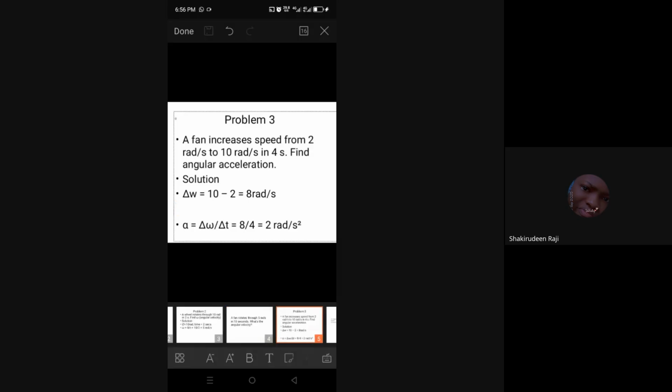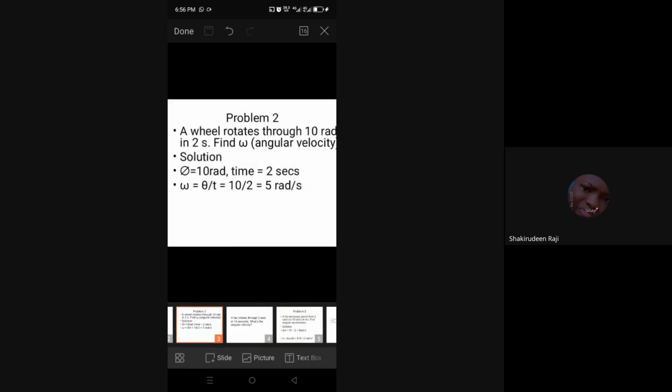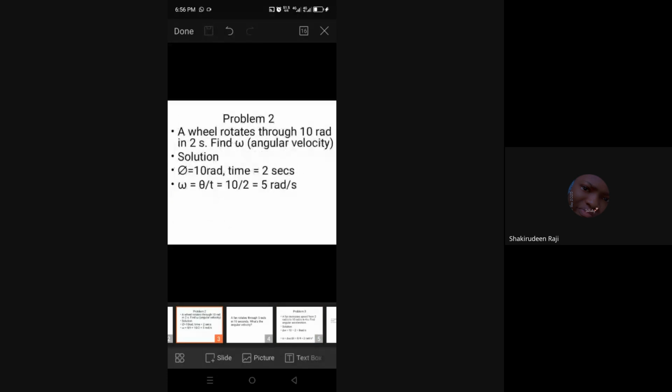Let's go back to the previous question. We solved the question like this. What if you are given the angular velocity and the time, and the question is asking you to find the angle through which that particular object rotates? What are you going to do?